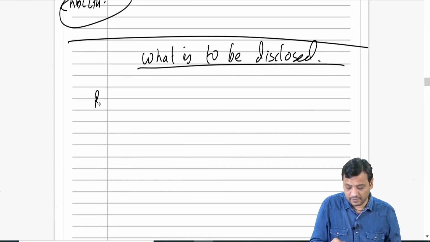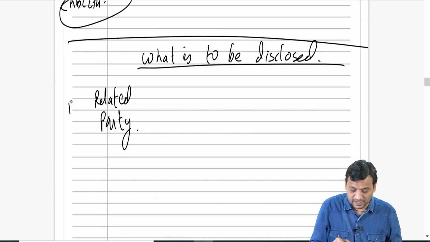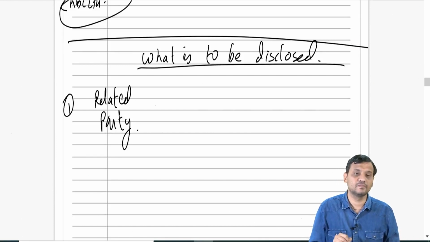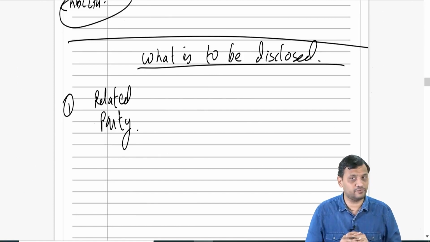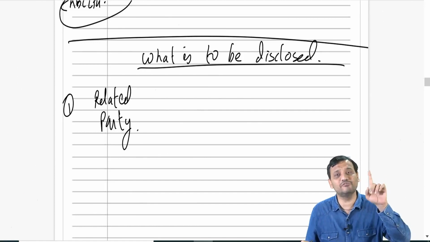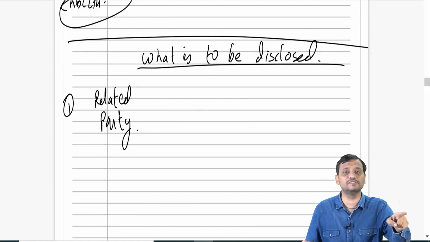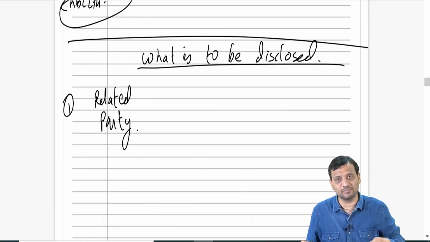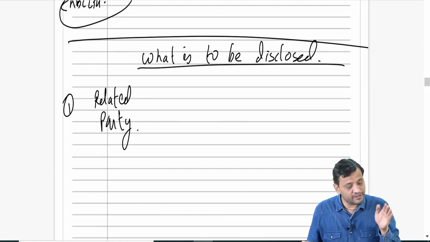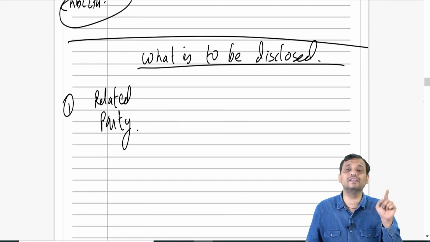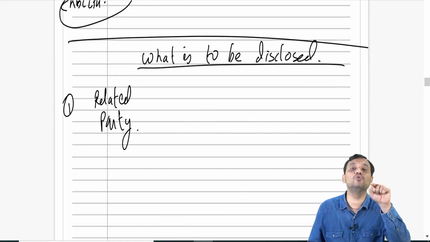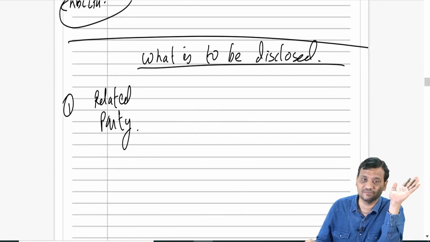The first thing, related party. You have to disclose who is a related party. If the related party relationship is arising on account of control, then whether you have done the transaction or you have not done the transaction, you have to disclose the name of that related party. But if the related party relationship is arising other than control, then the name of the related party is to be disclosed only if transactions are done.